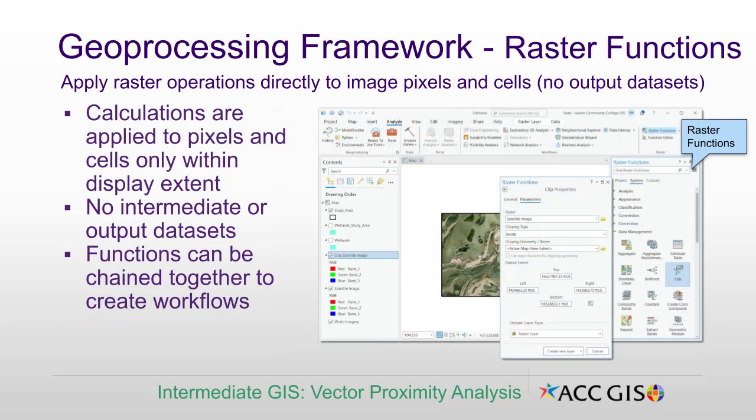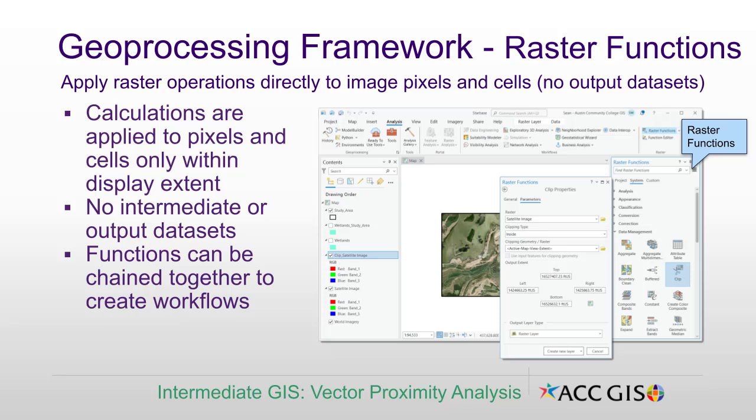And if you look at the far right side of the analysis ribbon, you'll find raster functions. Raster functions allow you to apply raster operations directly to image pixels and cells. But the thing about raster functions is they don't produce output data sets. The calculations are applied to pixels and cells only within the display extent, with no intermediate or output data sets created. So the results are just stored as an iteration in the cache.